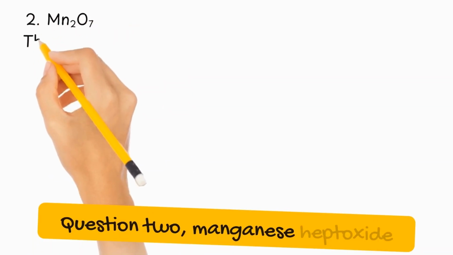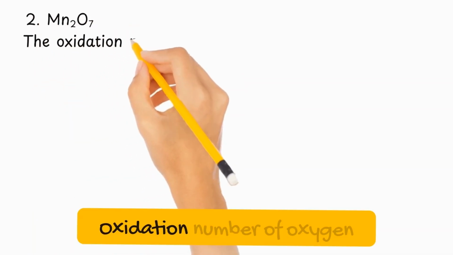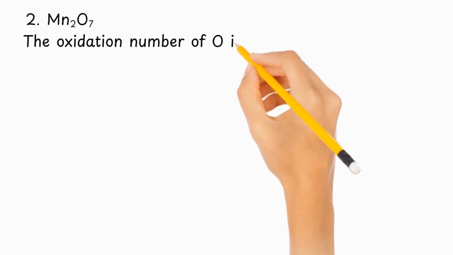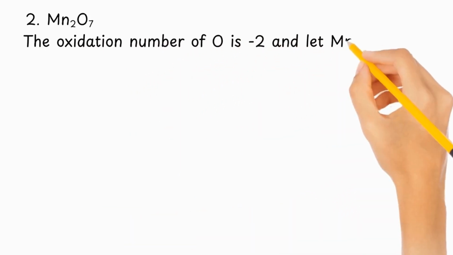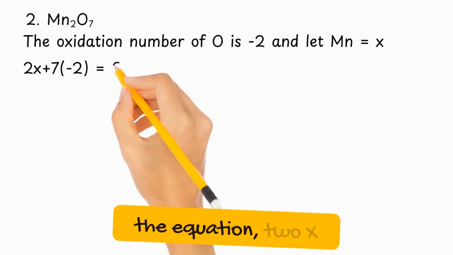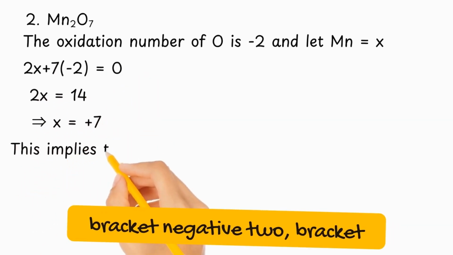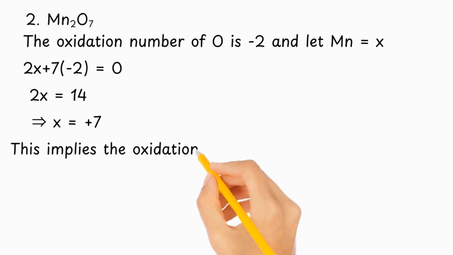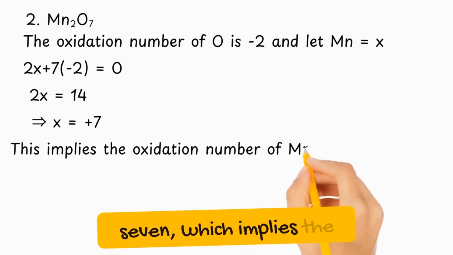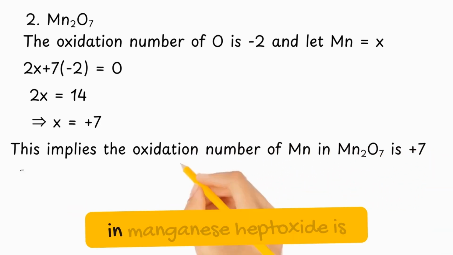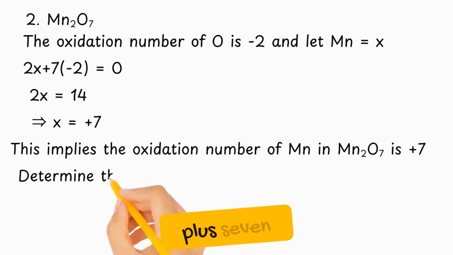Question 2. Manganese heptoxide. Oxidation number of oxygen is -2. Let Mn be x. Solving for x in the equation, 2x + 7(-2) = 0, x results to +7, which implies the oxidation state of manganese in manganese heptoxide is +7.